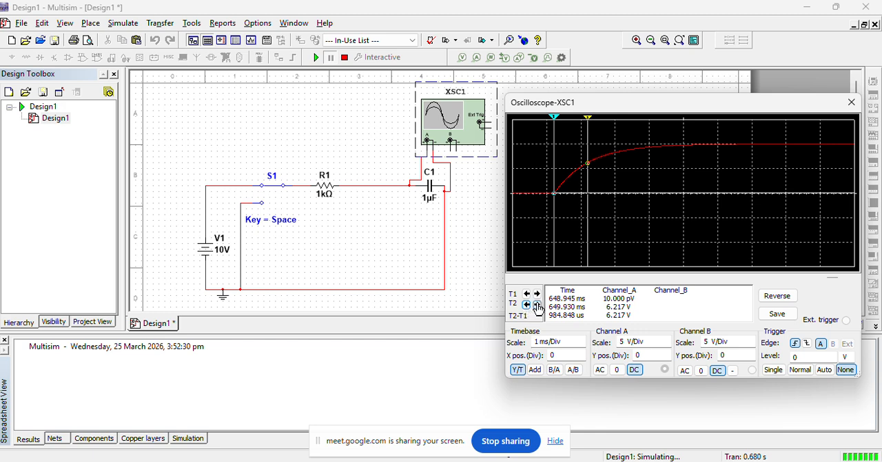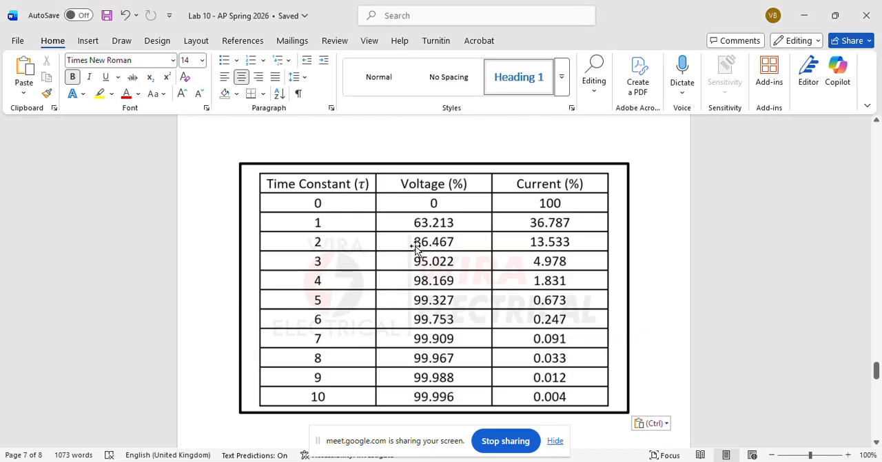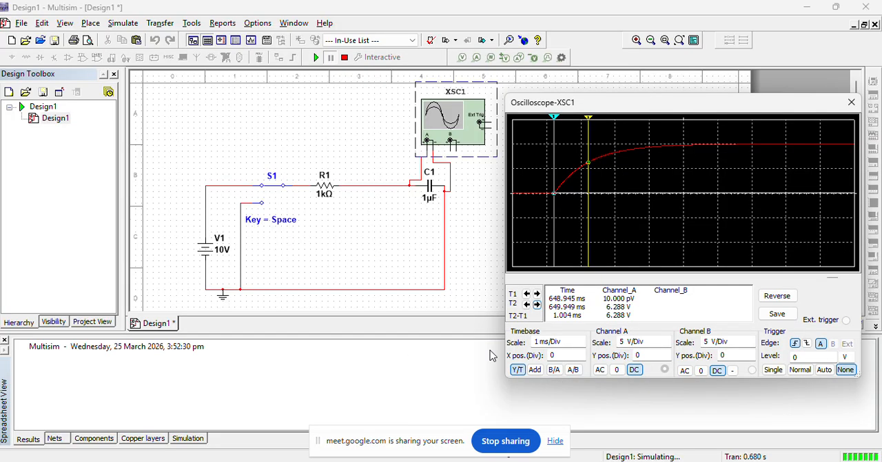So the nearest point to 1 millisecond is this 1.004 milliseconds. And at this point, the voltage is 6.28, which becomes 62% of 10 volt. Ideally, this should be 63%. Here, this is 62%, and that's okay. This is proved. Similarly, at two time constants, this should be 86%. Let's try to verify. At 2 milliseconds, this should be 86%, or 8.6 volt. And this is 2 milliseconds, this is 8.6 volt.